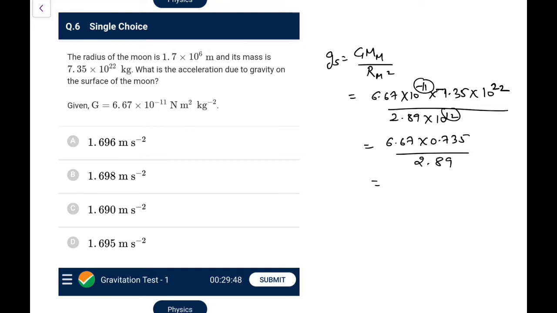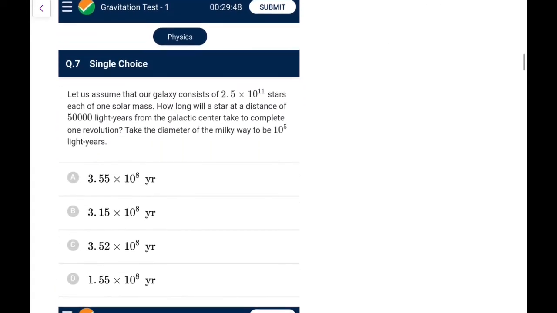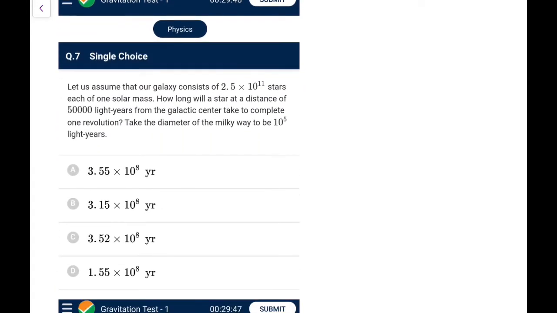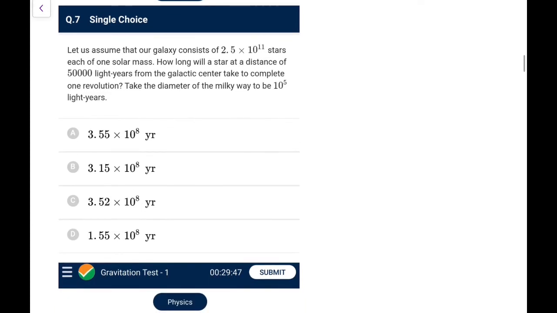And the answer that they have given, I am taking as 1.696 meter per second square, but no point. This is simply checking your calculation, nothing else. There's no physics involved as such. No point in giving such options.